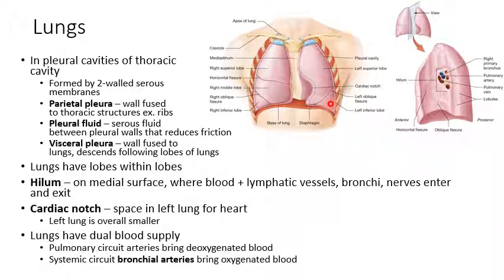The visceral pleura is actually going to go down into those little fissures between the lobes, so it follows the surface of the lungs even as it goes down into lobes. Then if you look more closely at each of those lobes, you're going to find segments and then lobules. Lots of lobes within lobes in the lungs.